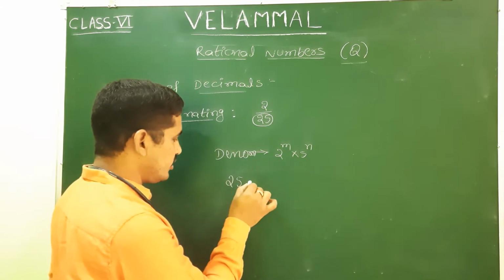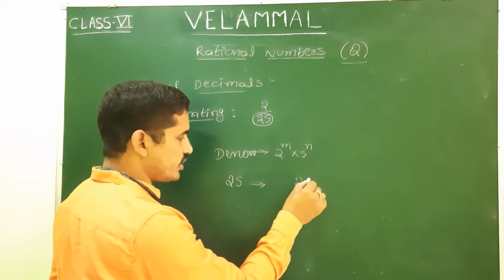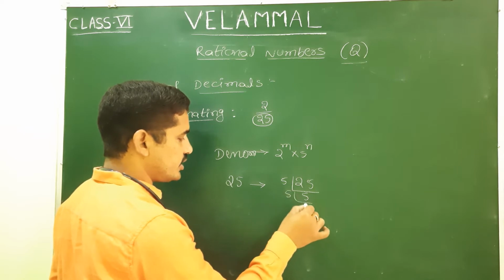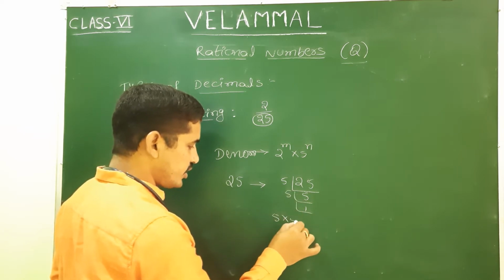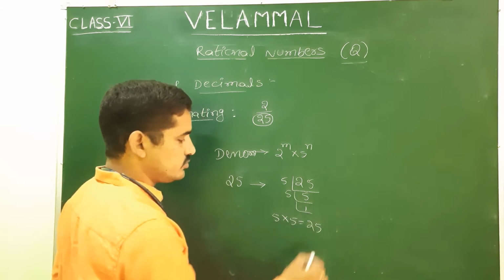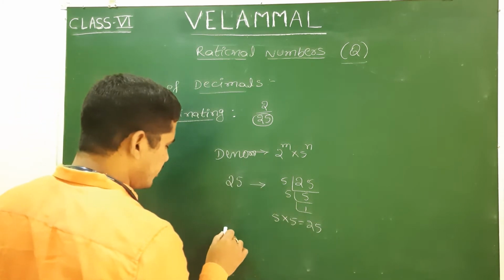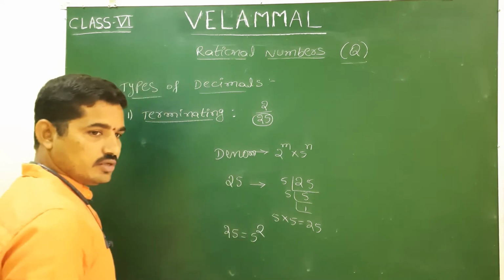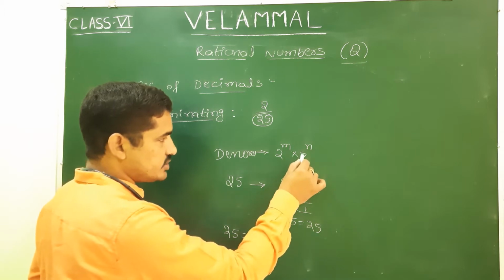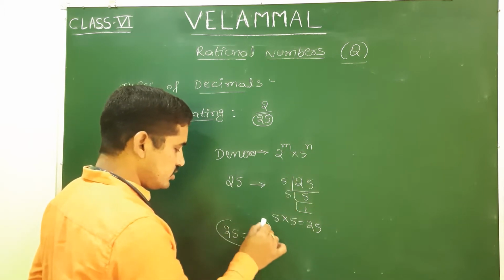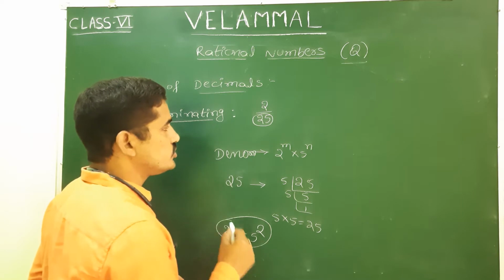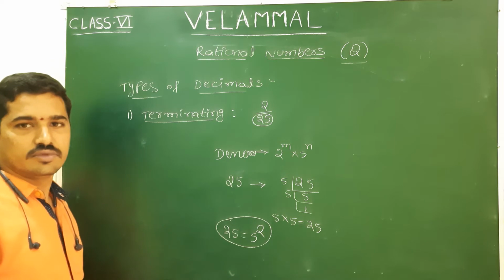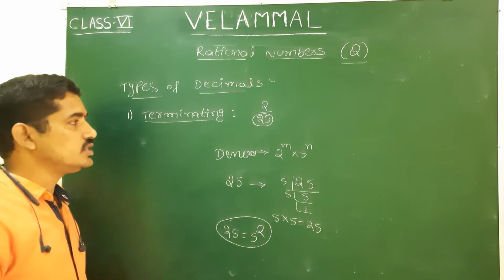So for example here we are taking 25. If we take the prime factorization of 25, 5 fives are 25, we can write 5 into 5 is equal to 25. So the denominator 25 can be expressed as 5 square. So we are expressing the denominator in terms of 5, so 2 by 25 we will call a terminating decimal.